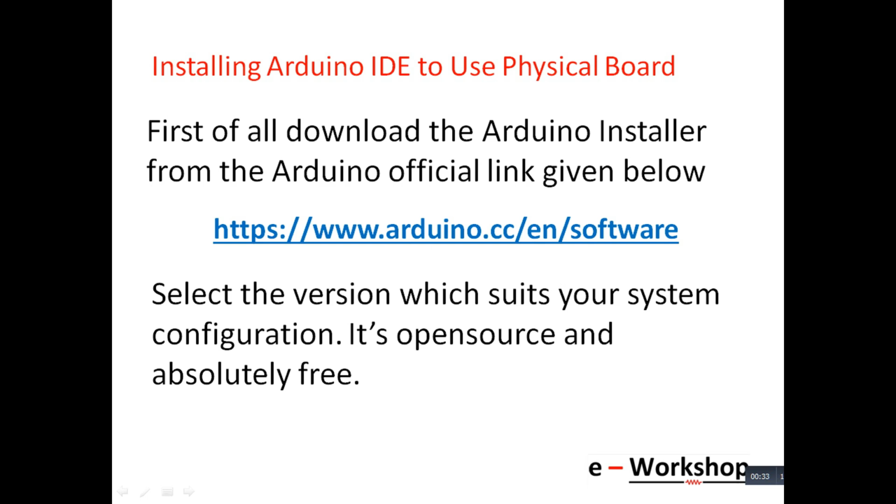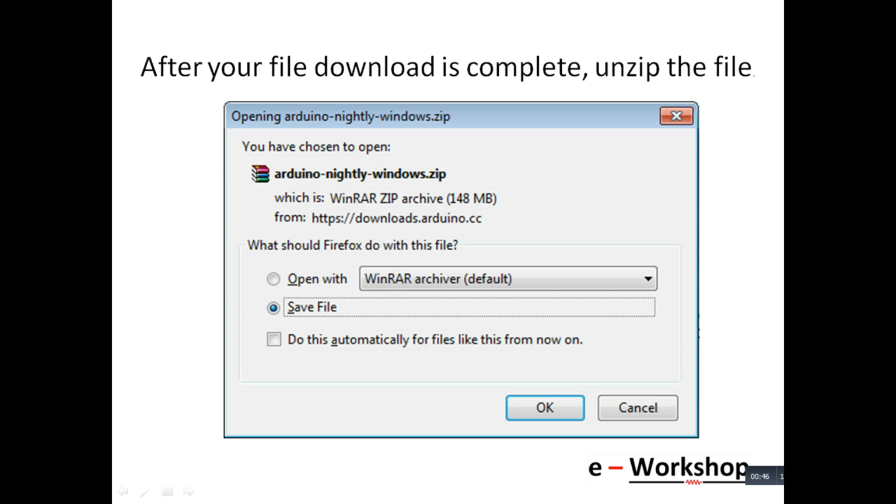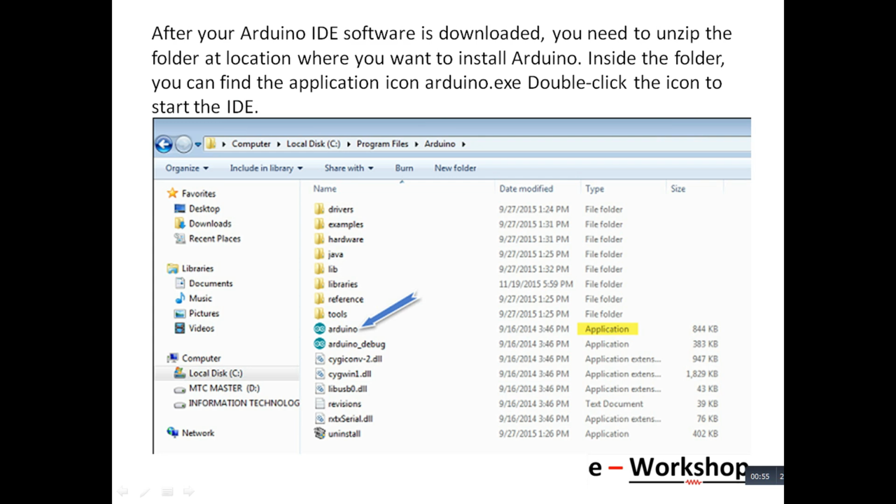First of all, download the installer zip file from Arduino official site. The link is also given in description. After download is complete, unzip the files. The files need to be unzipped into the location where you want to install Arduino. In case of installer, keep on going as Install Shield guides you.